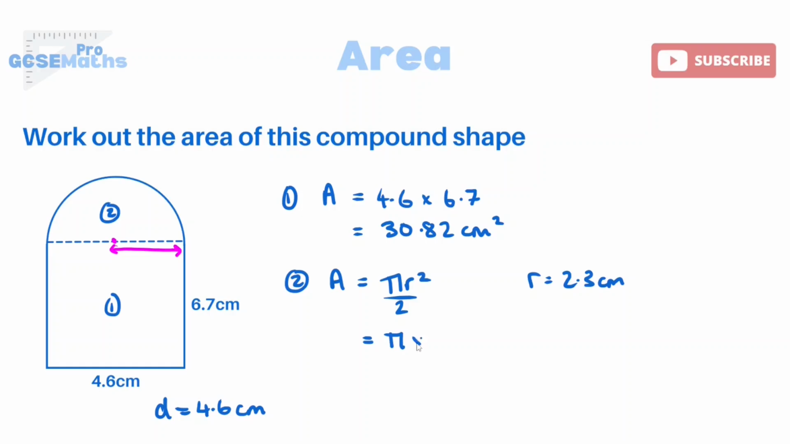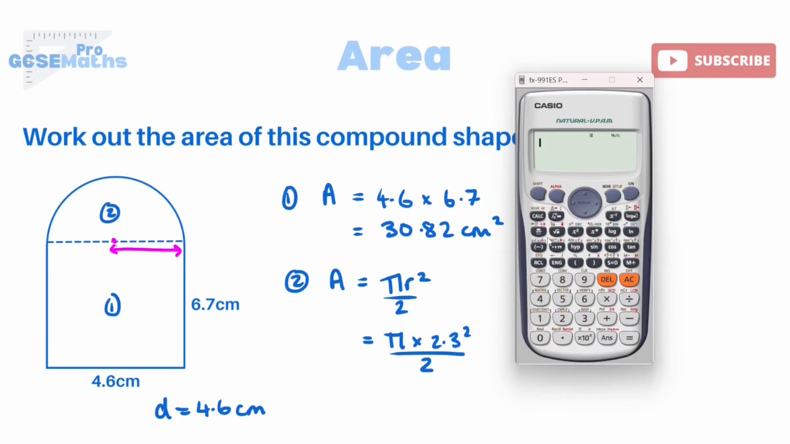So we need to do pi times 2.3 squared, and then don't forget to halve that, to divide it by 2. So pi times 2.3 squared over 2. Now, this one will normally give you quite a lot of decimals, so I'm not going to write all of these down. I might just write down two decimal places, because that's what will affect my other answer when I add them. So 8.31 I'm going to write down.